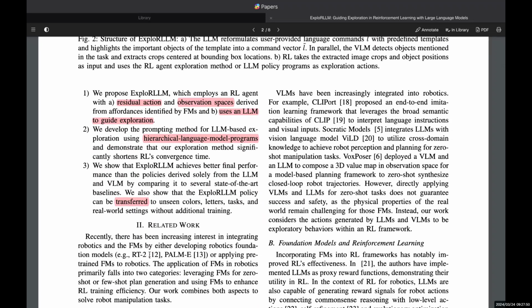In the experiment, the authors show that the learned ExploRLLM policy could be transferred to unseen visual appearance as well as unseen objects without any additional training.